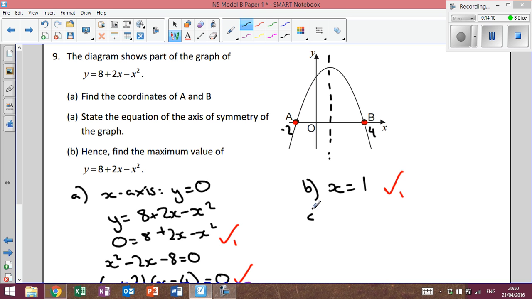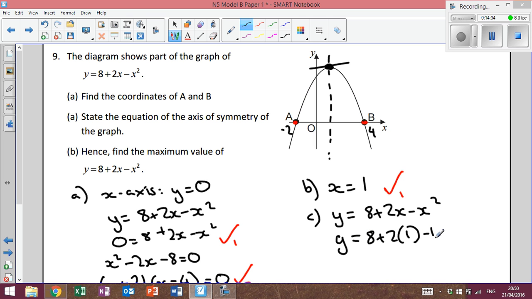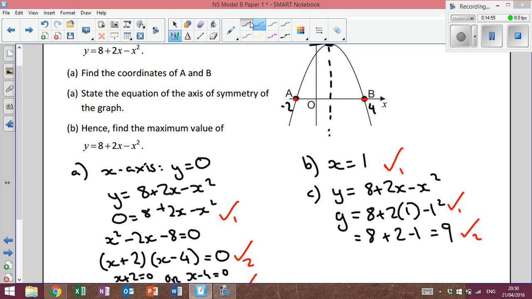And then C is hence find the maximum value of that function, y equals 8 plus 2x minus x squared. Now the maximum value is going to be that height there, which we know is when x is 1. So we want to know the y value, and we know y is given by that formula. What's the y coordinate when x is 1? So let's take out x, sub in 1: 8 plus 2 ones are 2, take away 1. 8 plus 2 is 10, take away 1 is 9. In there, a mark for subbing in the 1, and then a mark for getting your maximum value. It's probably worth just a wee statement at the end as well. Max value is 9.